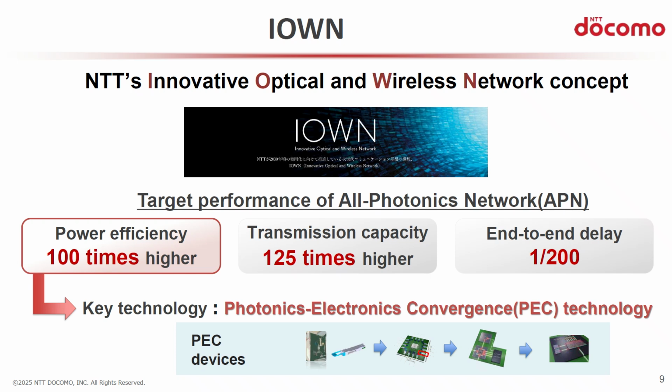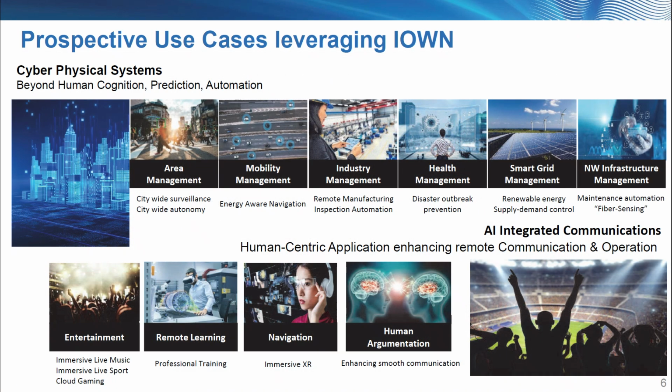This recent slide from NTT Docomo provides figures that help put things into perspective. Power consumption is significantly reduced, making power efficiency up to 100 times greater. Latency is reduced to 1/200th of its current level, and transmission capacity can be up to 125 times higher. While there are many potential use cases that could benefit from IOWN, the initial areas of focus are cyber-physical systems and AI integrated communications. These require extremely low latency, high capacity, and real-time responsiveness, which APN can help enable.